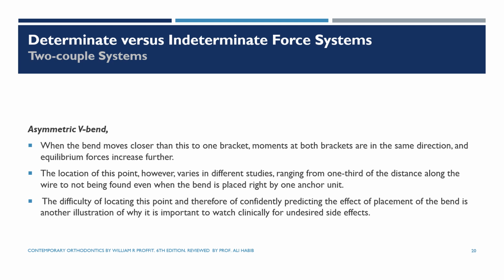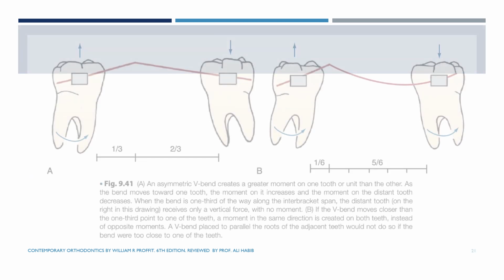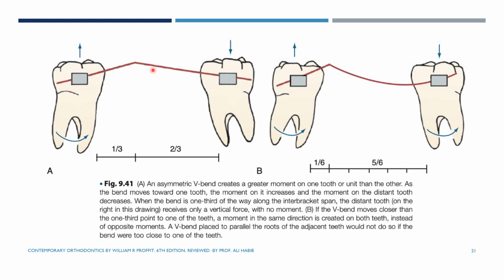So the V-bend is sometimes critical, and unfortunately, calculating the precise position of the V-bend that creates what we want is sometimes difficult. So this shows you the V-bend. If you place it a little bit off the center, this will create what we saw in our example: intrusion on the posterior, on the molar, and extrusive force on this tooth and intrusive force on this one, with a moment in this direction.